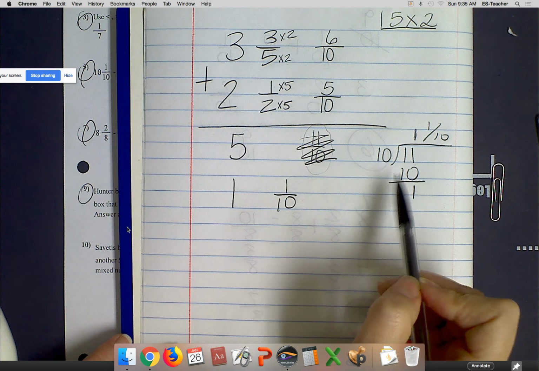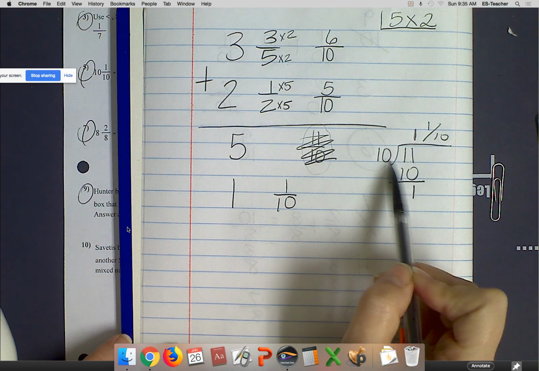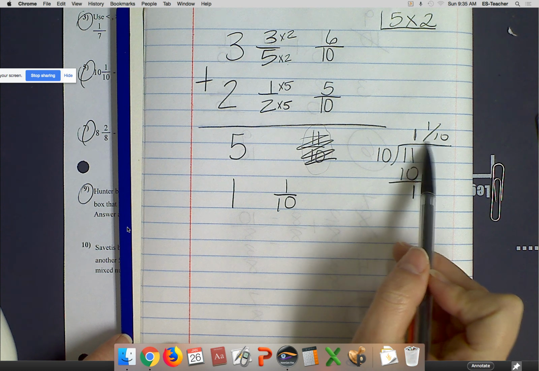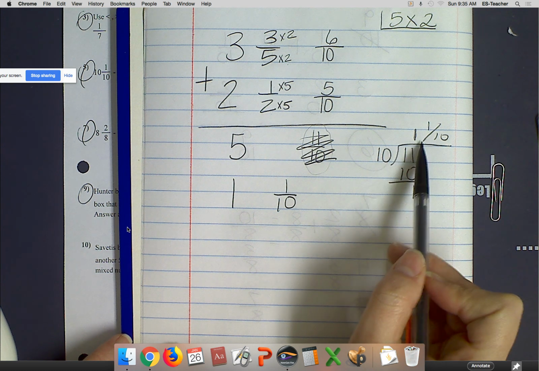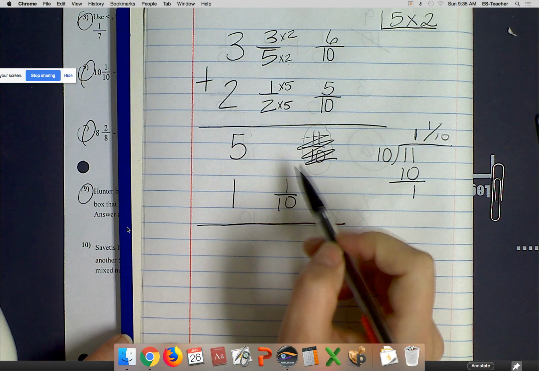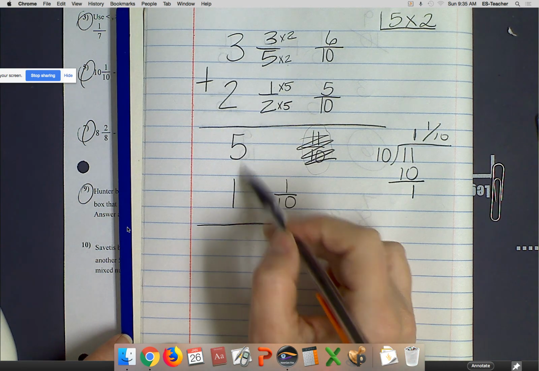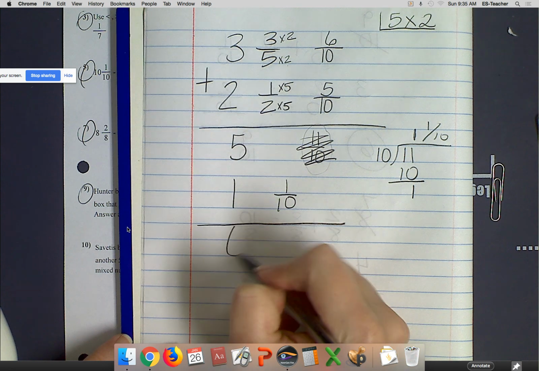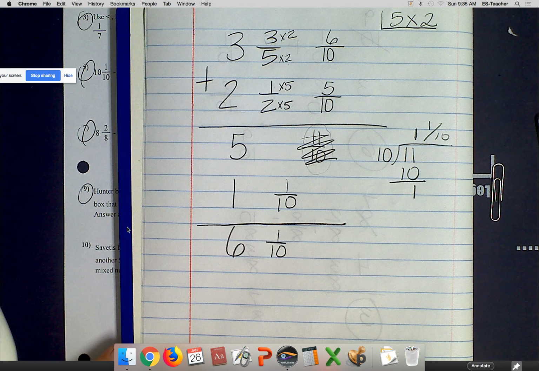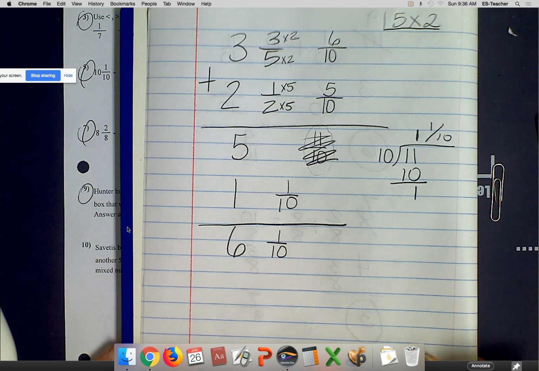If you're not sure what I just did there, rewind this and go back and look at it again, okay? Because this is a problem that I've been seeing on your review that you guys haven't been getting right. Some of you, not all of you. So now all I have to do is just add them. 5 plus 1 is 6, and then I just have 1/10. Okay? So the answer is 6 1/10. That would be the combined weight.